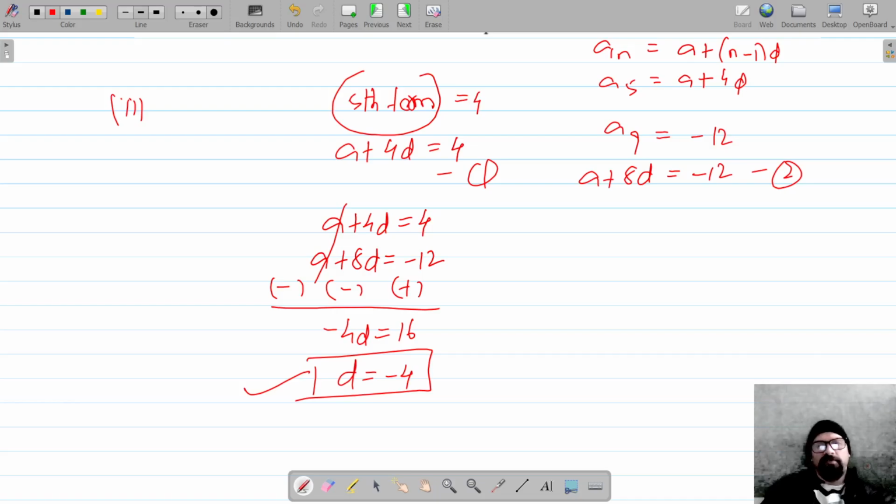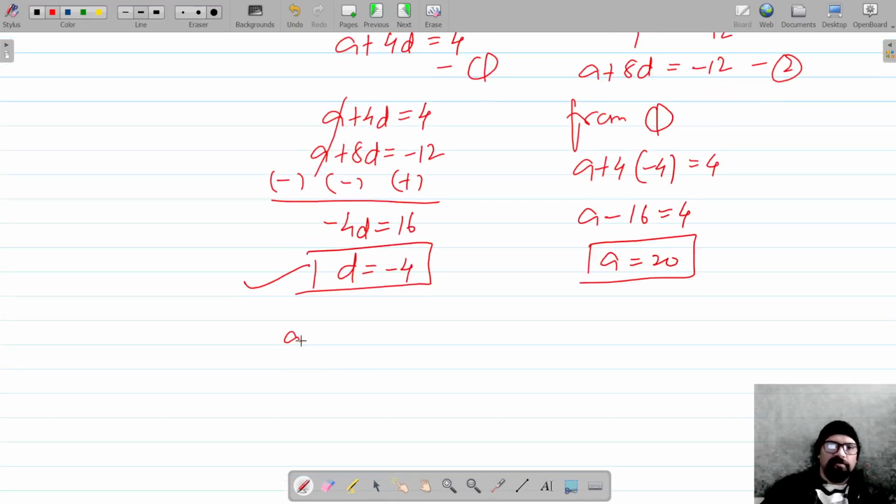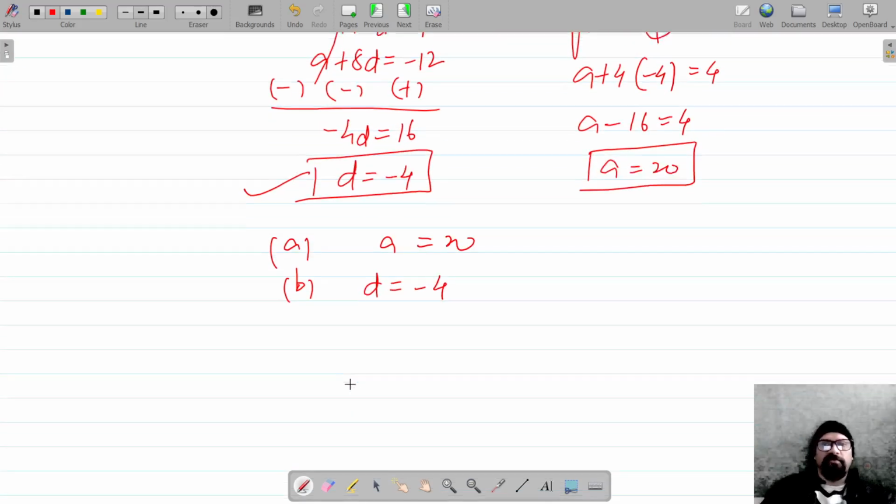We have to find the first term. Let's substitute the value of d in the first equation, which will give us the first term. So a plus 4 into negative 4 is equal to 4. This is a minus 16 is equal to 4. So a is equal to 20. So that means our first term a is 20, and the common difference d is equal to negative 4. Now we have to find the sum of 16 terms.